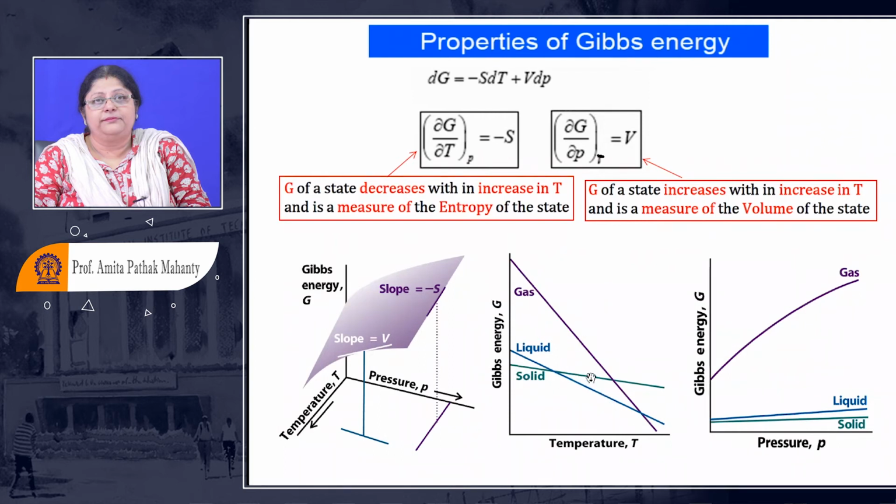For a solid, the change of G with temperature will be very small because it's a measure of the entropy of the system. So the entropy change will be very small when we are talking about a solid. So I will get almost lines parallel to the x-axis. What happens if you have somewhere in between?